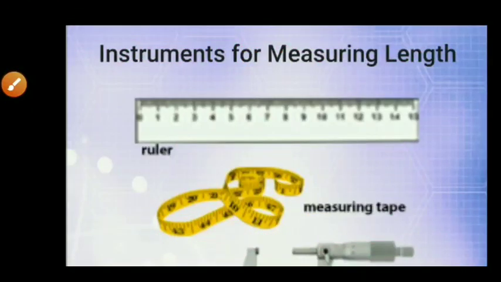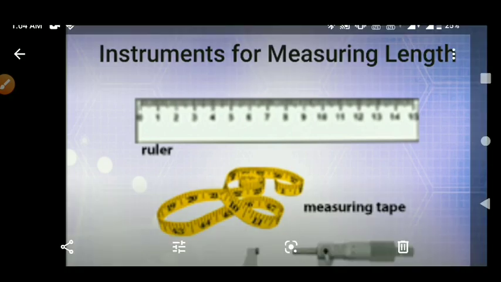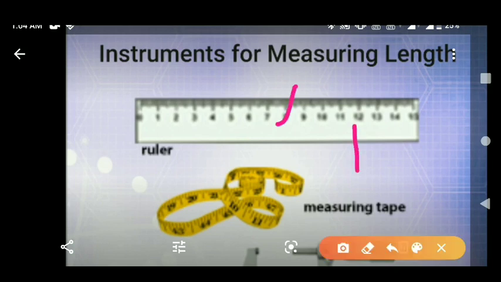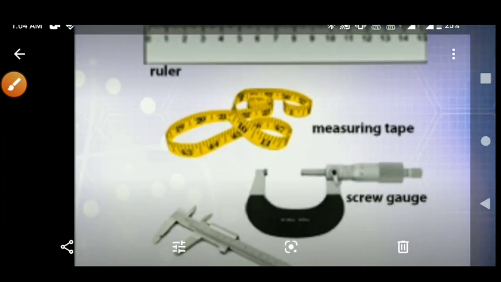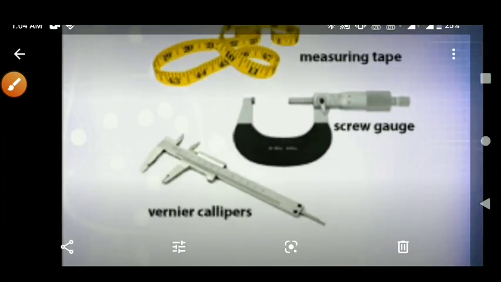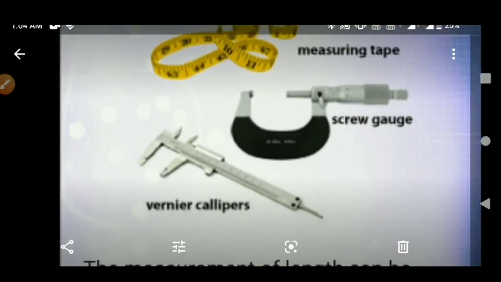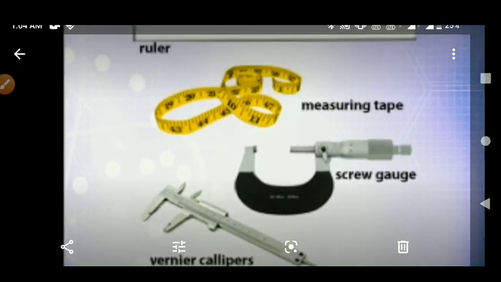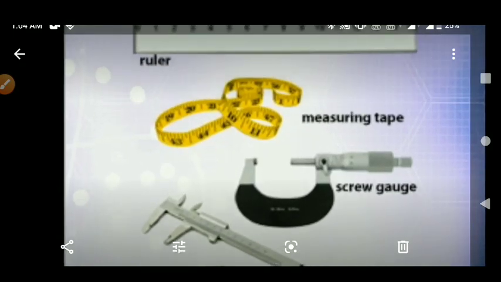Instruments for measuring length. Different instruments are used for measuring length. The basic instrument is the ruler. By using a ruler we can measure the length. Next is the measuring tape, then the screw gauge and vernier caliper. These are the different devices or instruments by which we can measure different lengths.